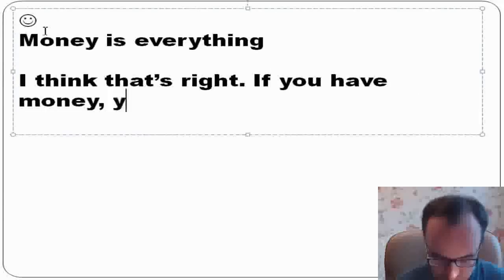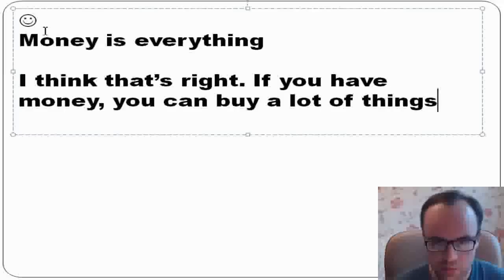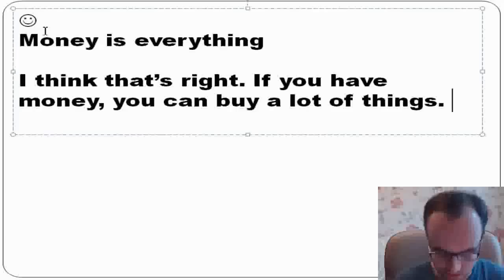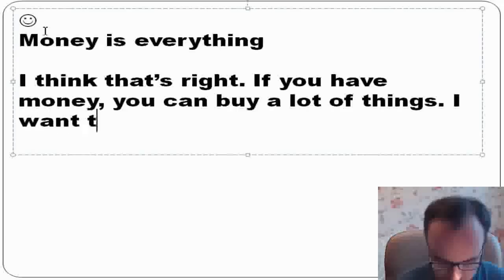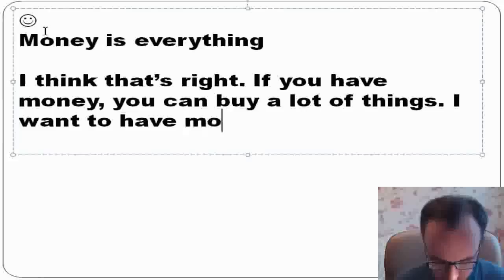If you have money, you can buy a lot of things. Yeah, so I want to have more money. So this is one possible answer. I want to have more money.